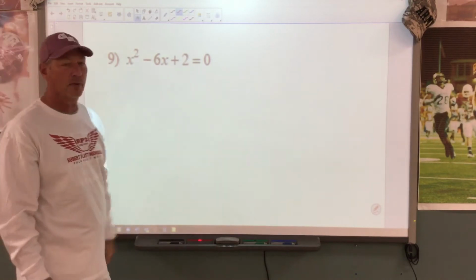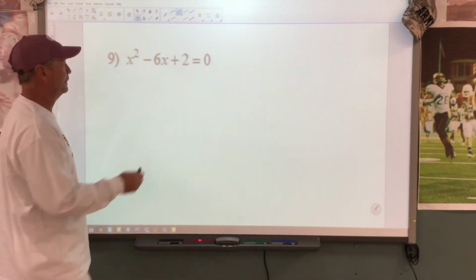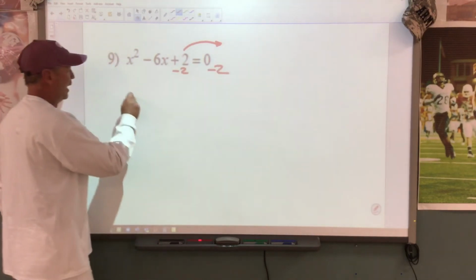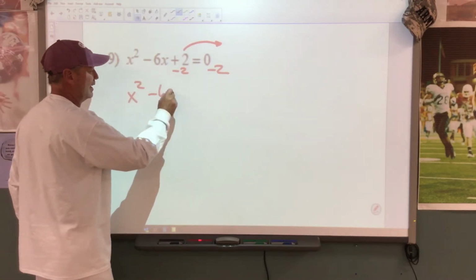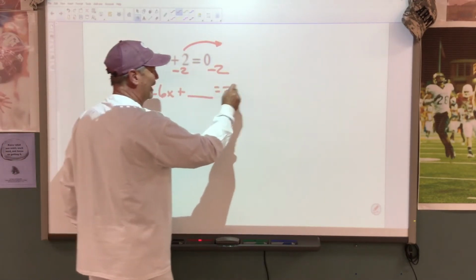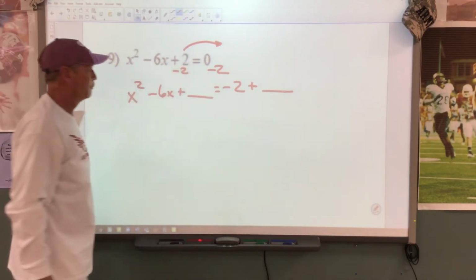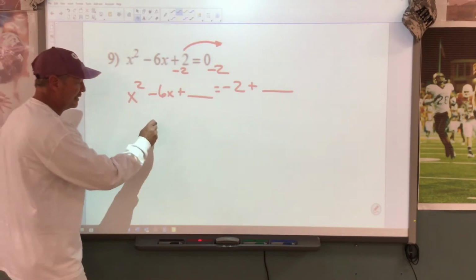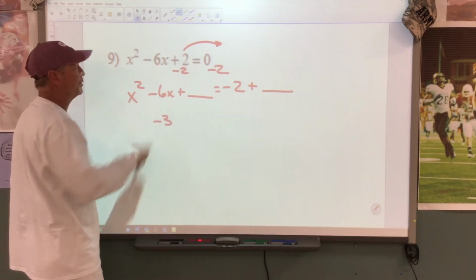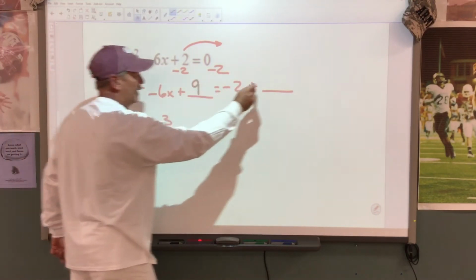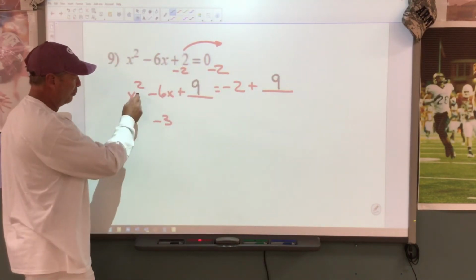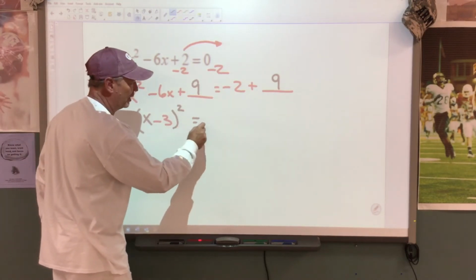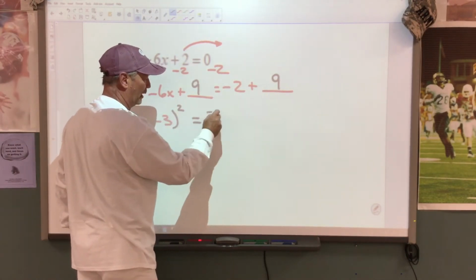All right, so we have another problem. We have to move the 2 to the other side. So we're going to go -2, -2. I have x squared minus 6x plus blank equals a negative 2 plus blank. Half of negative 6 again. Half of negative 6 is negative 3. I square it. When I square it, I get a 9 and I get a 9. I bring down the x and my parentheses squared equals negative 2 plus 9 is a positive 7.